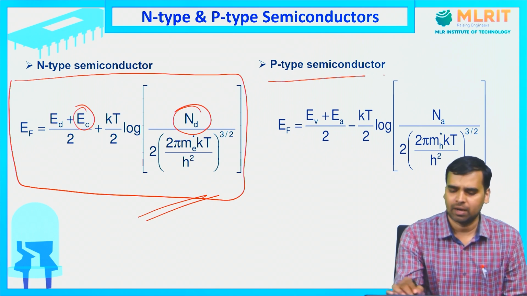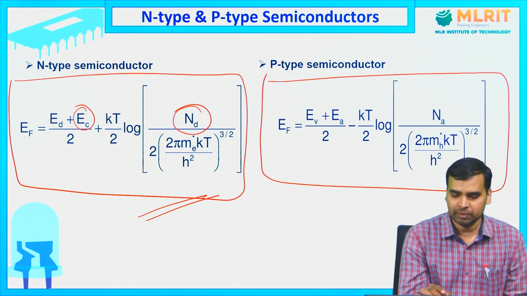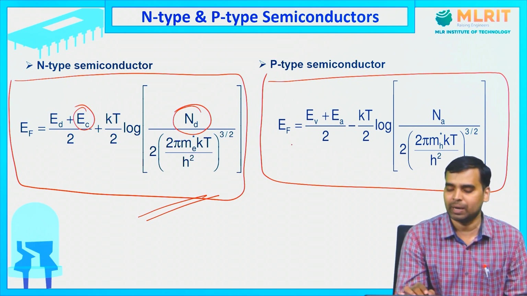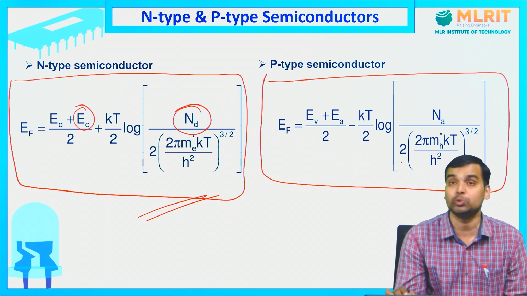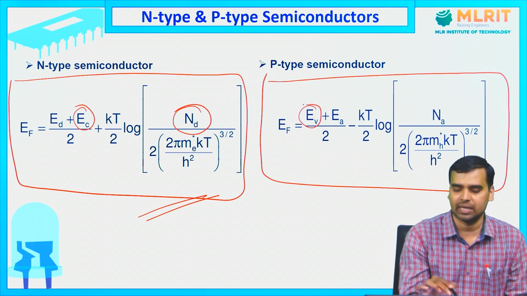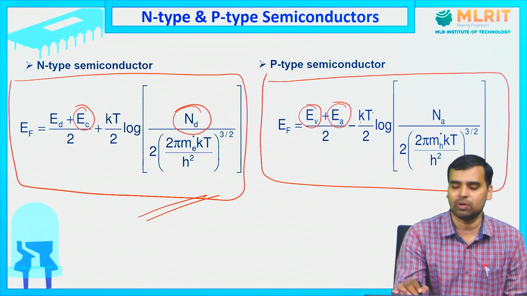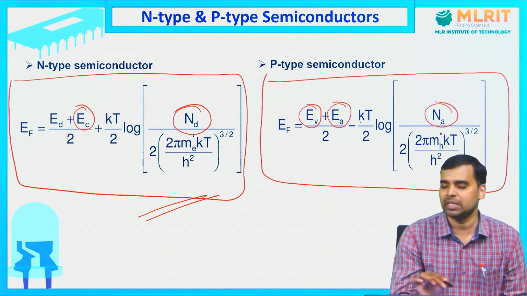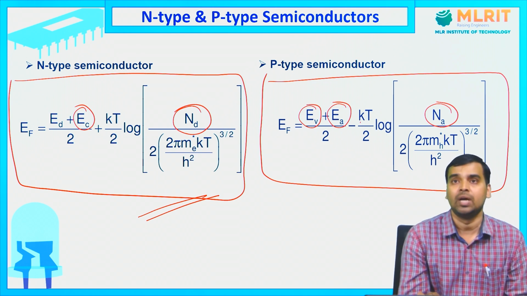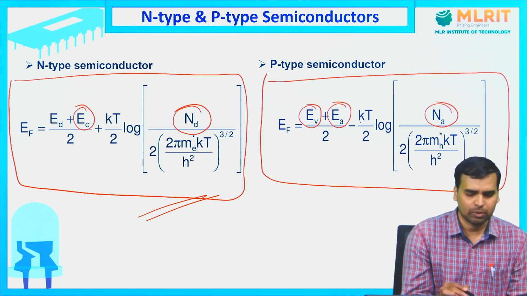In a similar way, by using the carrier concentration expression, we can derive the Fermi level expression. In the case of a p-type semiconductor, EF equal to EV plus EA by 2 minus KT by 2 log NA by 2 into (2 pi MH star KT by H square) whole power 3 by 2. In the same way, here EV is the higher energy level of the valency band, EA is the acceptor energy level, K is the Boltzmann constant, T is the temperature, and NA is the acceptor impurity concentration. By using this expression, we can calculate the Fermi level energy at any temperature. This is about today's lecture.